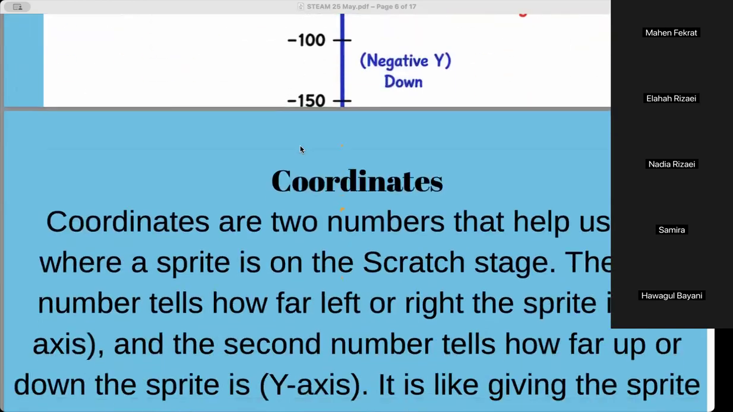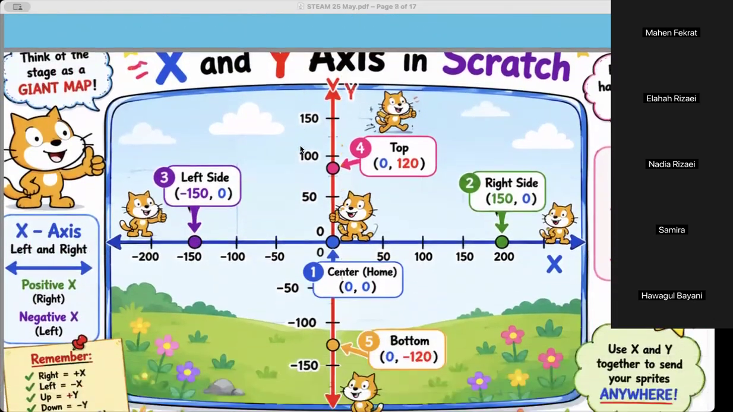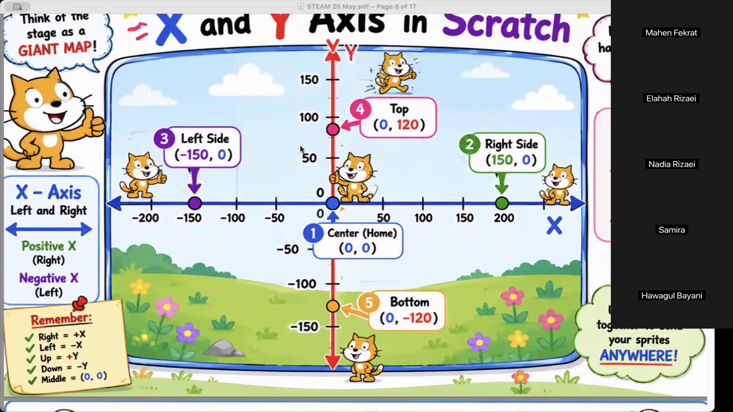You might think, oh, it's too confusing. Actually, it's not confusing. Look at this image, okay? Now, this is our sprite. Now, think of the stage as a giant map. This is your stage, okay?